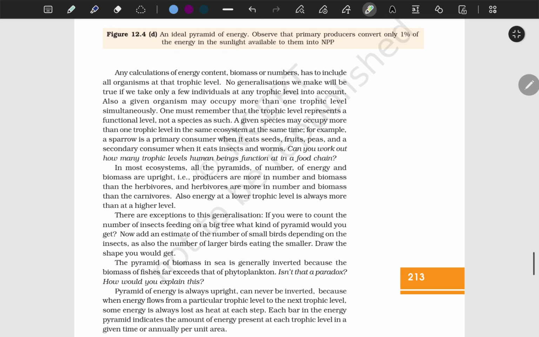Any calculations of energy, biomass or numbers have to include all organisms at the trophic level. No generalizations we make will be true if we take only a few individuals at any trophic level into account.